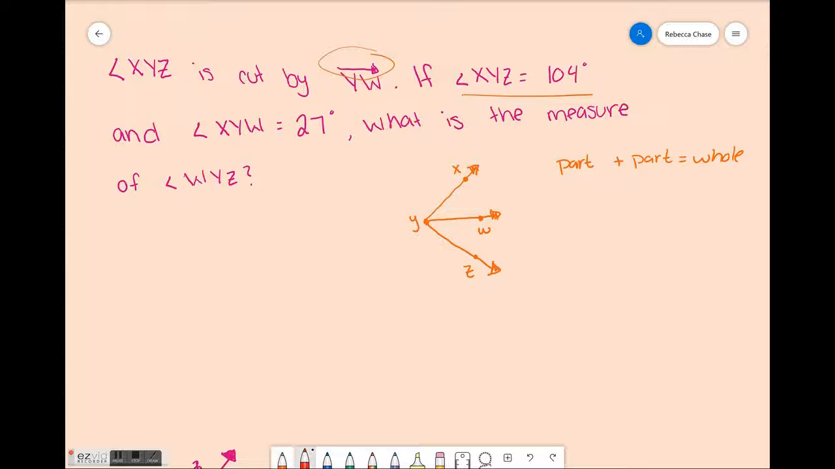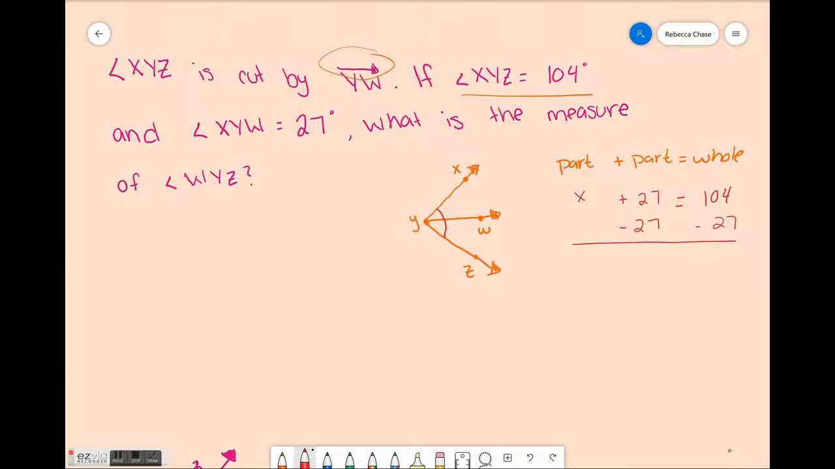All right, part plus part equals whole. It gives us XYZ, but if we look at this picture we drew, XYZ is the whole thing. So the whole angle is going to be 104, just like that second example we did with the segments. The whole angle is 104. Part of the angle is 27. Figure out the other part.